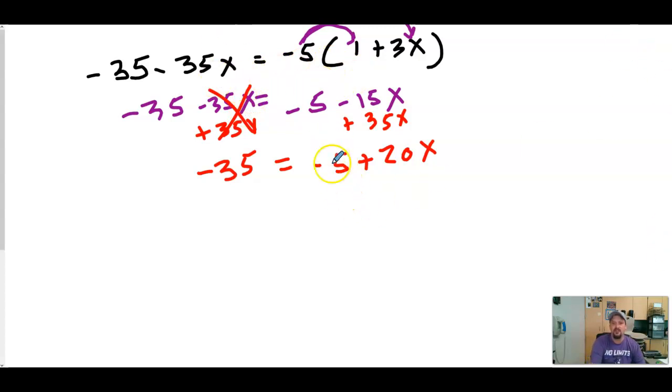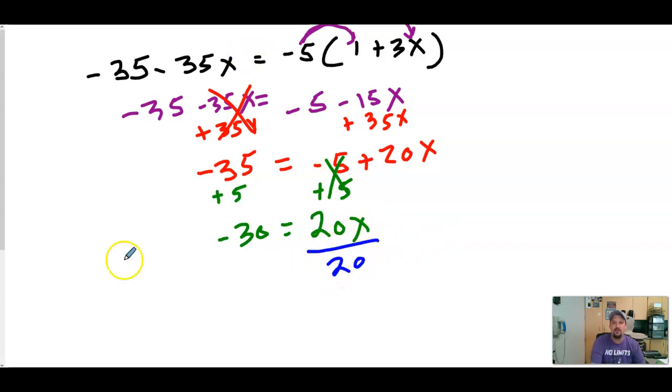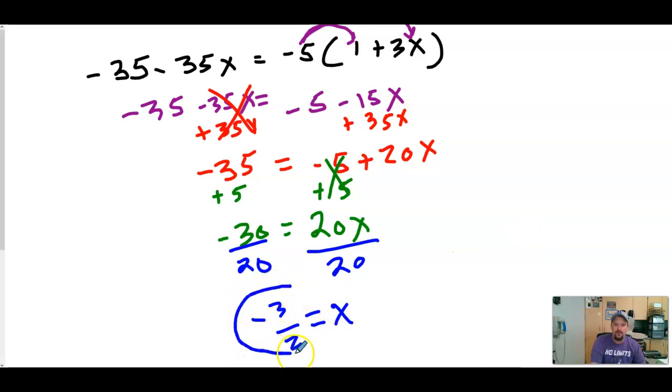In this case, I have a two-step equation. So I'm going to add my 5 first off. Negative 5 plus 5 goes away. And I'm left with a negative 30 equals 20x. Go ahead and divide both sides by 20. And we get x equals negative 30 over 20. It's a fraction, which can be simplified down to negative 3/2. Or if you prefer, you could have said negative 1.5 as a decimal.